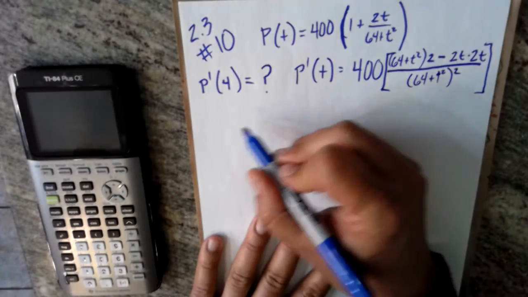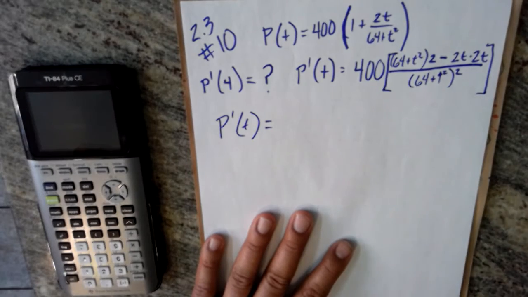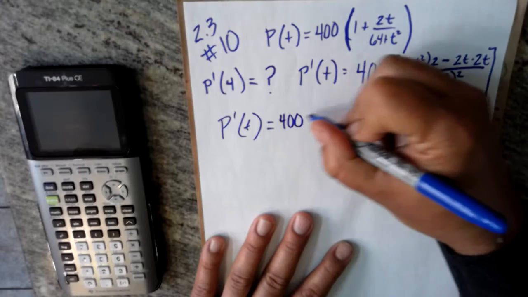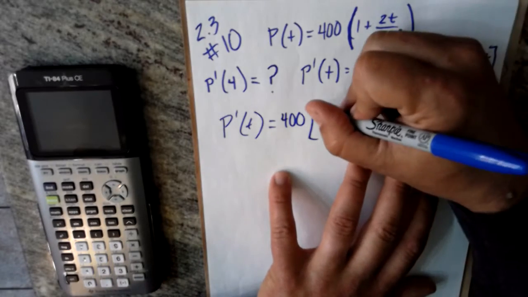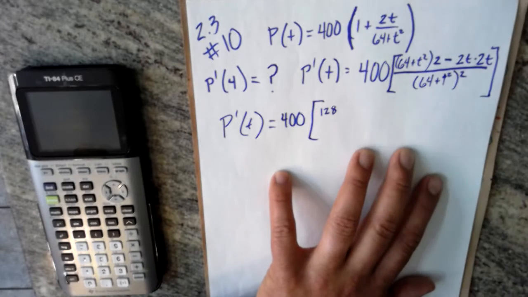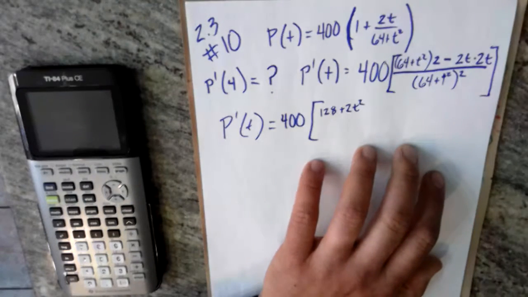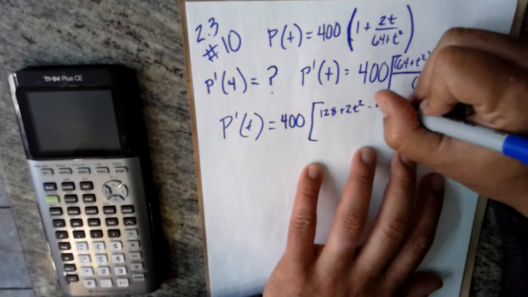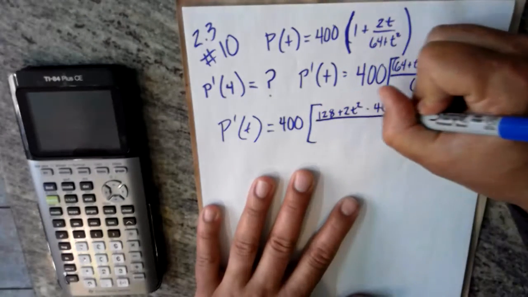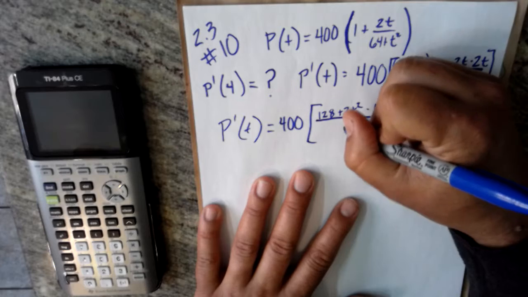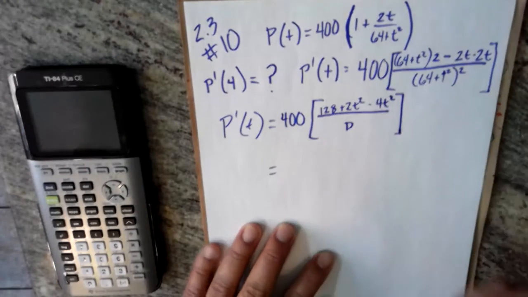Let's clean it up. Okay, so I'm just going to leave the 400 out here. On the top, you're going to get 128 plus 2t squared minus 4t squared over the denominator. I used to do that all the time in calculus. I just don't feel like rewriting the denominator over and over.